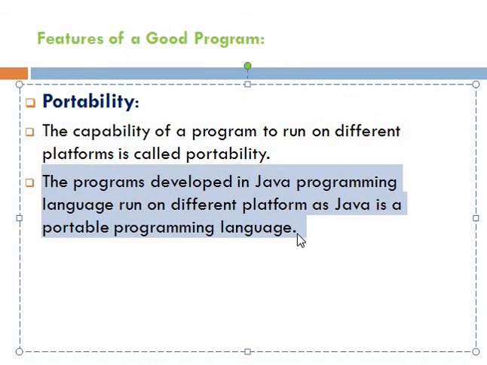Say for example, if you have developed programs using the Java programming language on a platform such as the Windows 7 operating system, it should also be able to run on a different platform such as Windows 8, Windows 10 operating system or the Linux operating system. And since the programs developed in the Java programming language can run on different platforms such as Windows 7, Windows 8, Windows 10, Linux, the Mac operating system, the Unix operating system, that's why Java is considered a portable programming language.